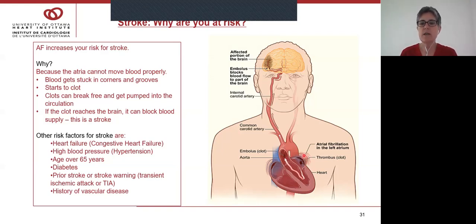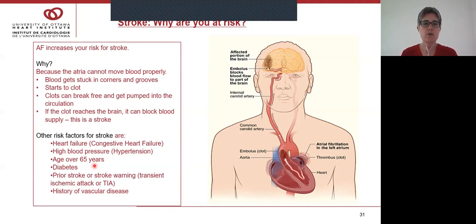And then from the left atrium, if there's a clot, if it should come loose, it could travel to the left ventricle, out the aorta, and then the first branch off is a common carotid artery that goes to the brain. Now, atrial fibrillation is not the only risk factor for having a stroke.